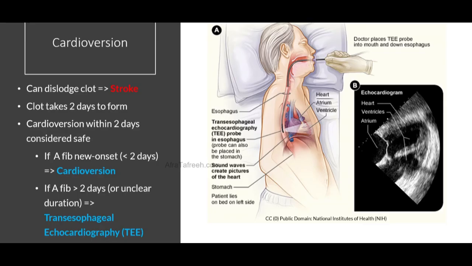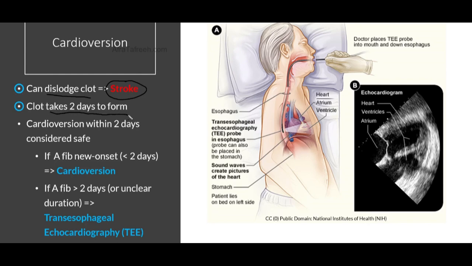In cardioversion, we are essentially shocking the heart back into a regular rhythm, and therefore when we do this, if the patient has built up a clot in their left atrial appendage secondary to their atrial fibrillation, then this cardioversion can ultimately dislodge this clot, leading to a stroke. However, it is important to note that this clot in the left atrial appendage in patients with atrial fibrillation generally takes at least 2 days in order to form.